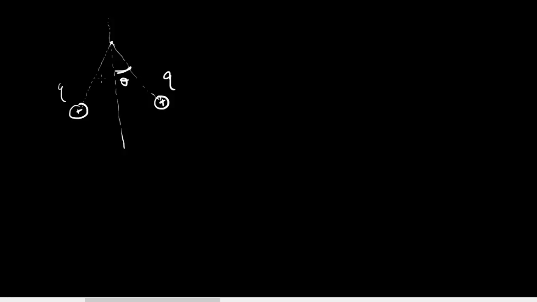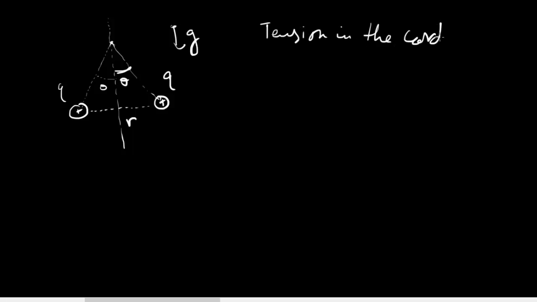And suppose this angle is theta, and this angle is also theta. Suppose you're given this distance r, and suppose you know that gravity is pointing downwards, and this system is in equilibrium, so neither q is moving. Say you need to find the tension in the cord. So how would we go about doing that?